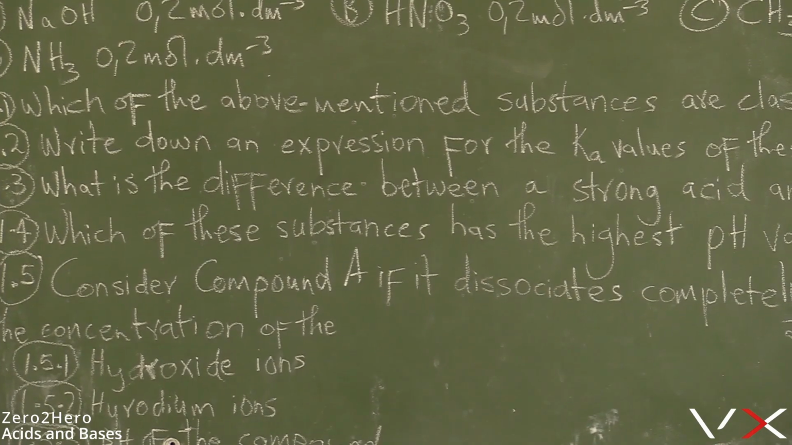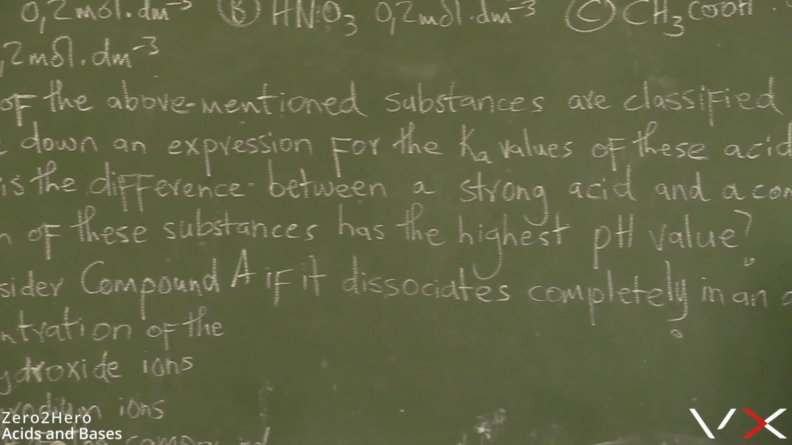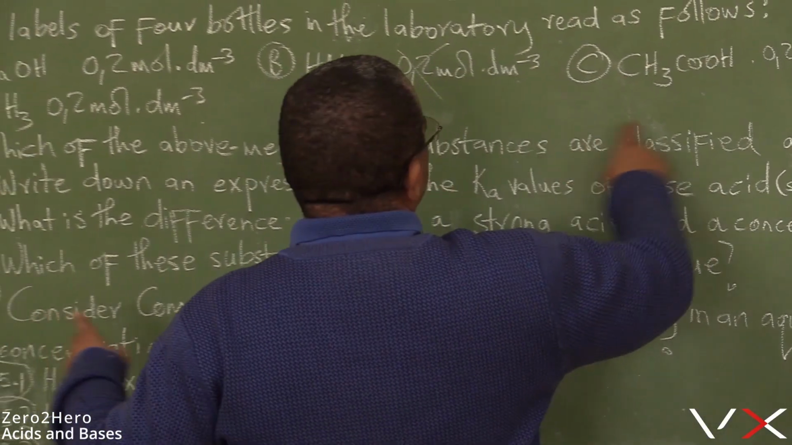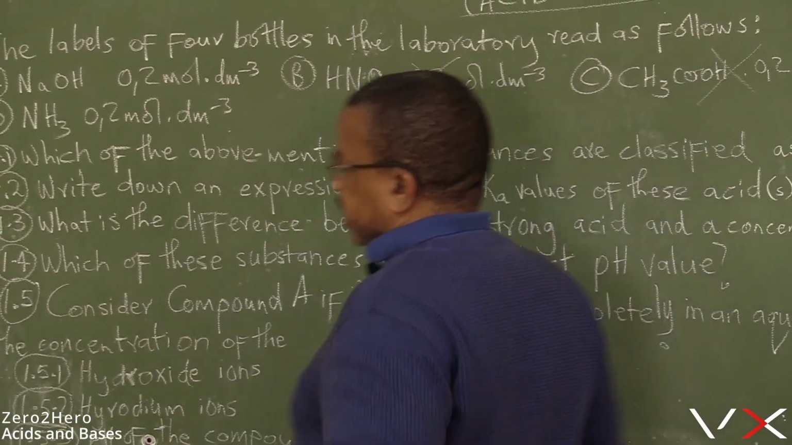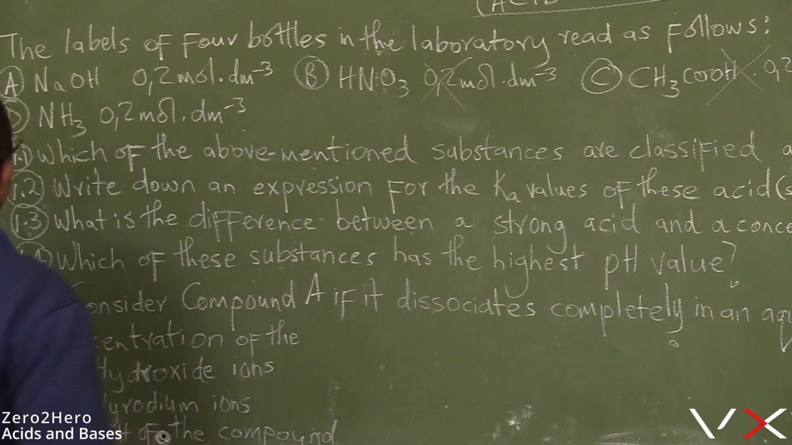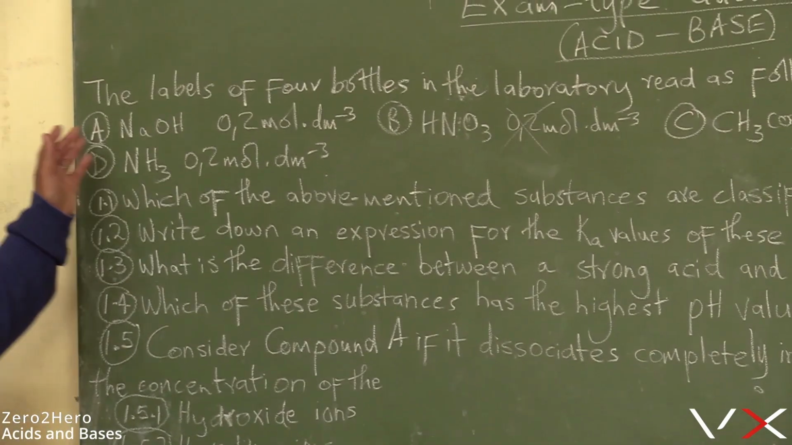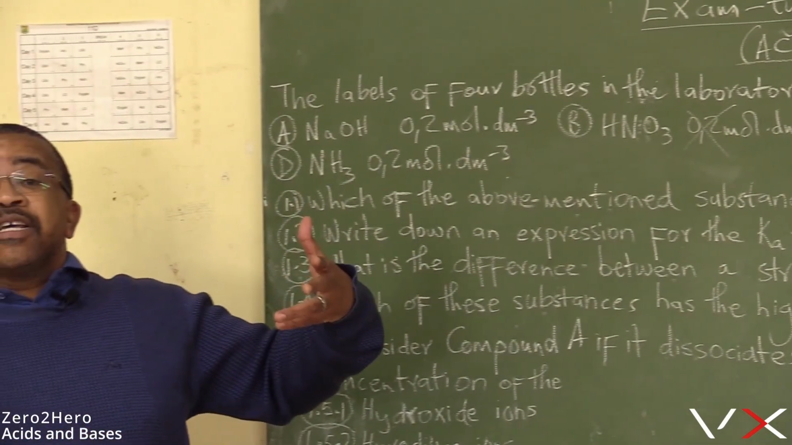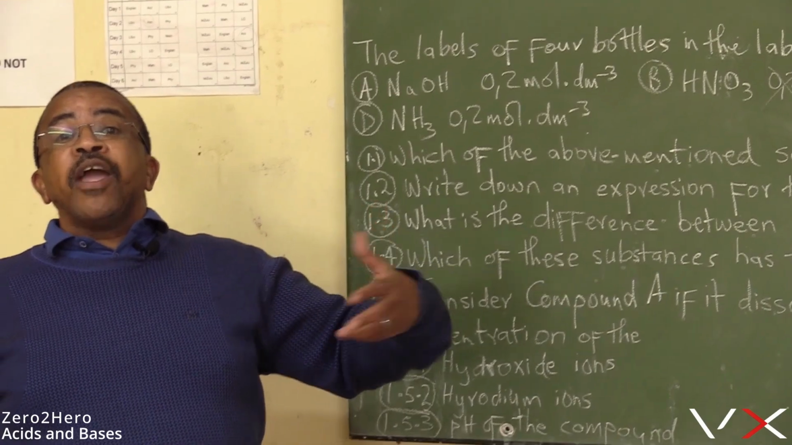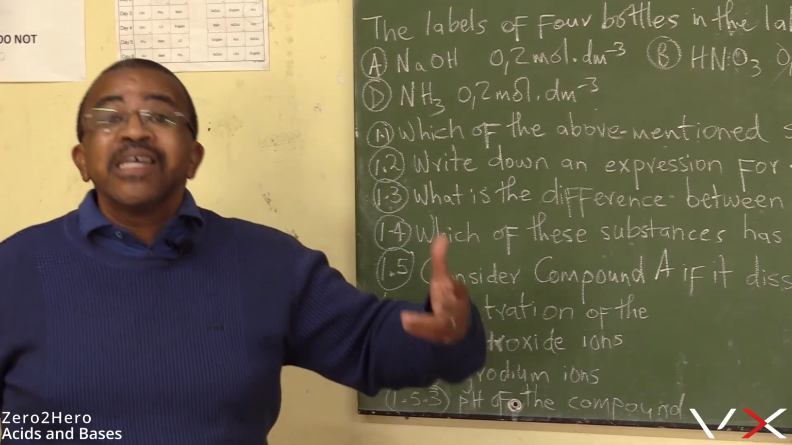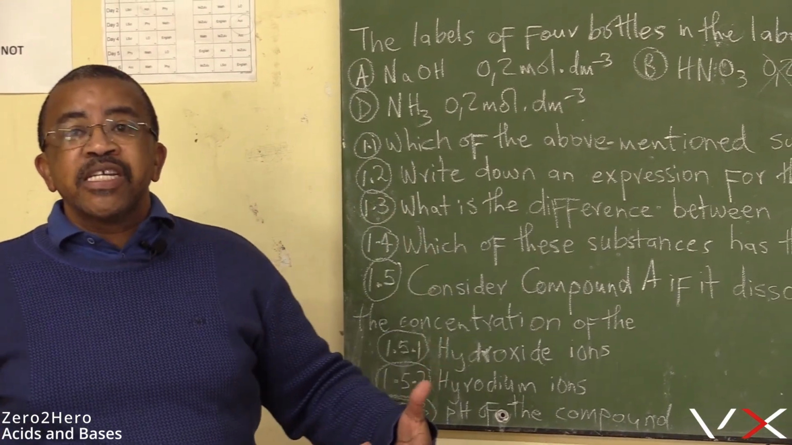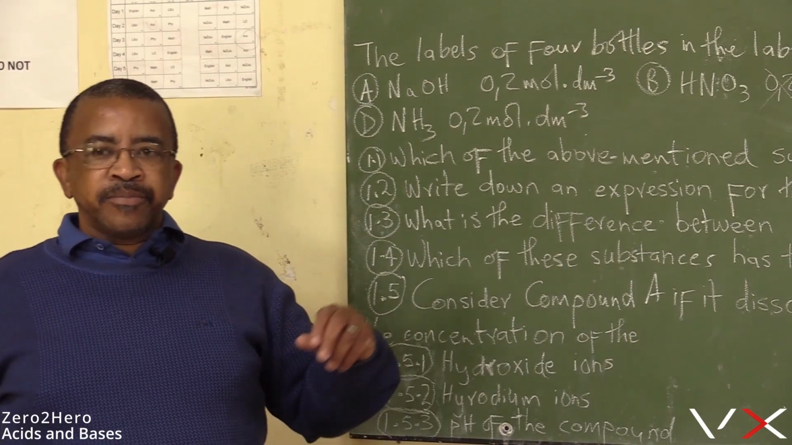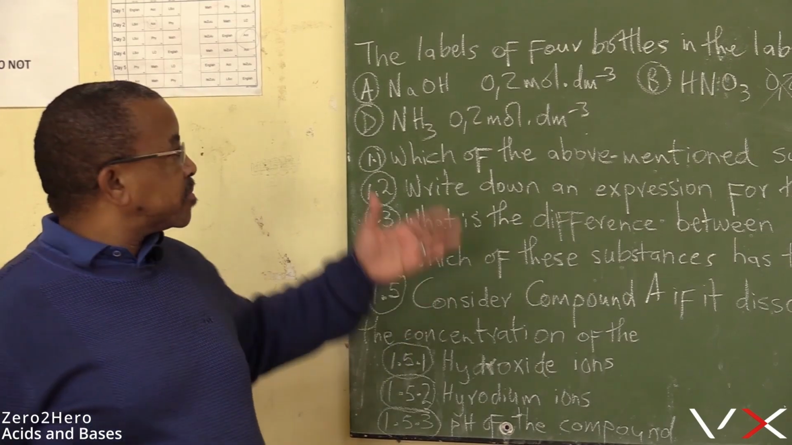Highest pH value. So if the pH value is high, obviously acids are lower; if the pH value is low, the acid is less than 7. But look at number A, sodium hydroxide. It forms OH minus. So if OH minus is produced in the solution, then that OH minus increases the pH value, so it becomes more than 7.